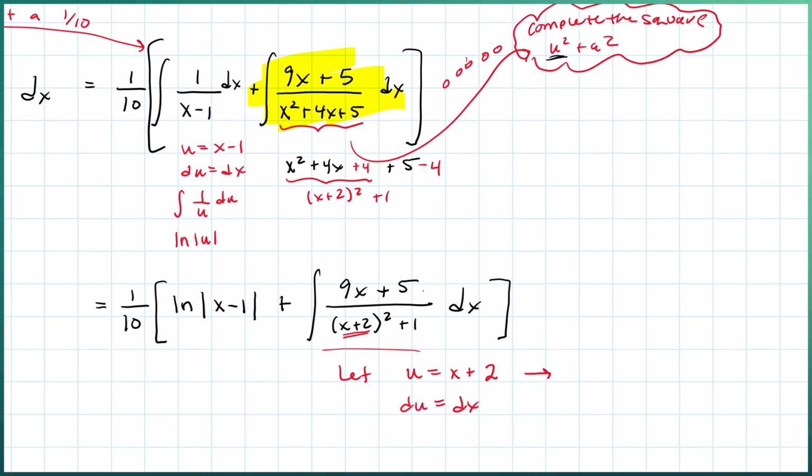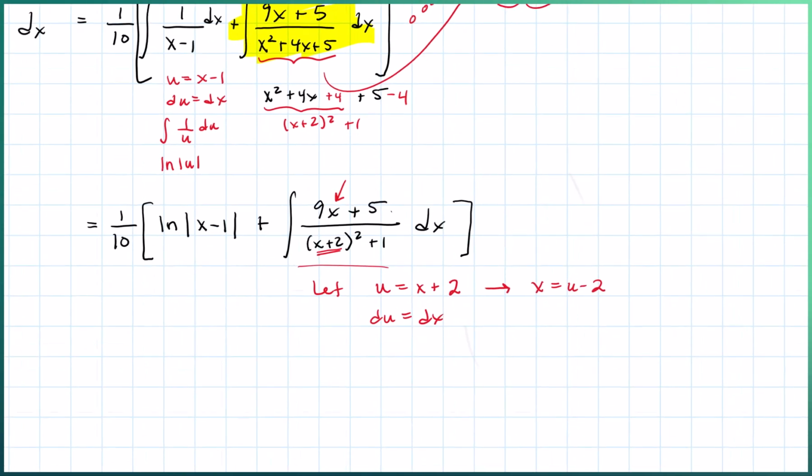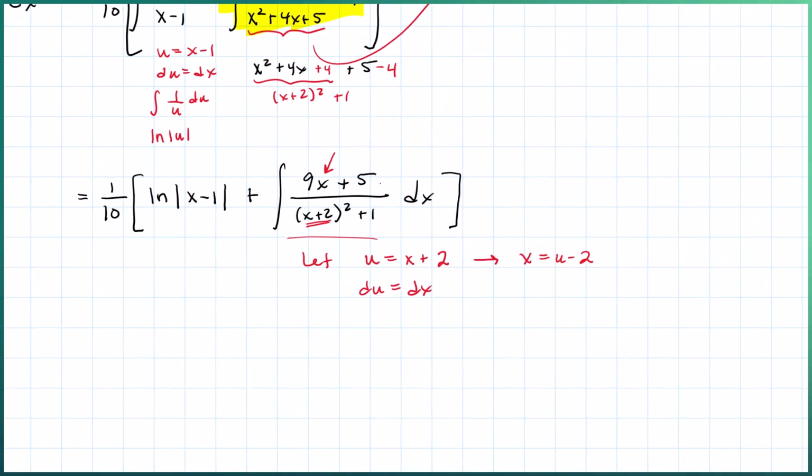But notice in the top, I've got a 9x plus 5, so there's a leftover x there that I need to deal with, but x is equal to u minus 2. So I'm going to make those substitutions, and this is going to become the integral of 9 times u minus 2 plus 5. In the denominator now, I'm getting closer to something I will be able to work with nicely. I've got u squared plus 1 there, and du is just equal to dx, so we'll make the substitution there. Okay, let's keep going.